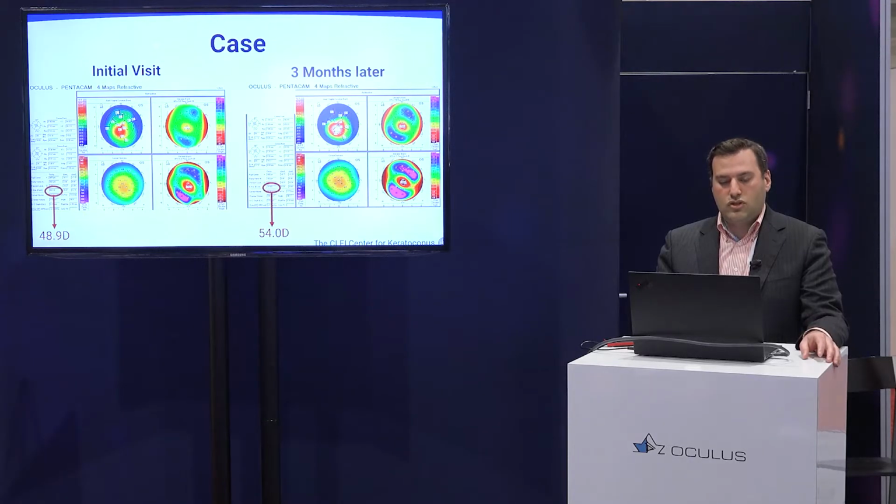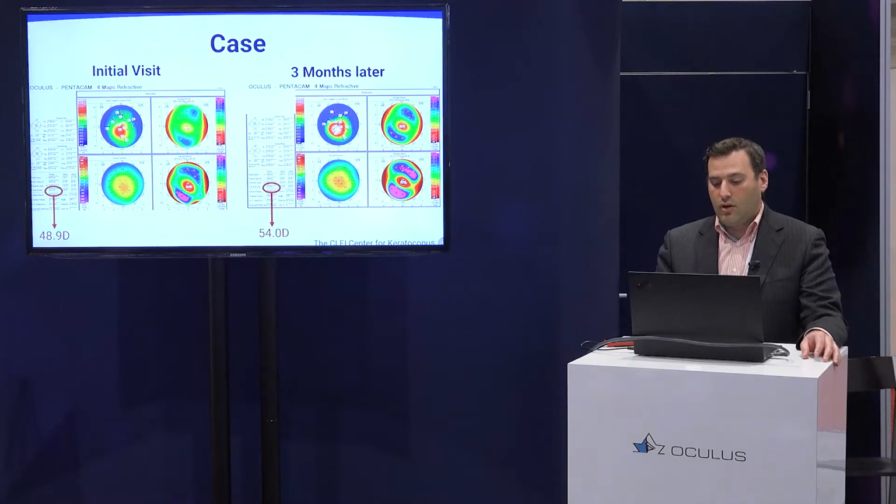And this was a patient that we saw in our clinic, a 16-year-old female. At their initial visit, their Kmax was 48.9. And actually, when she came back for her crosslinking, only 3 months later, her Kmax had steepened by almost 5 diopters. She was 54 diopters, so a very aggressive case of keratoconus.